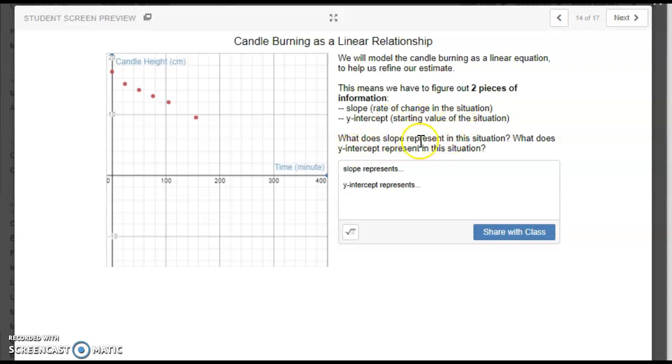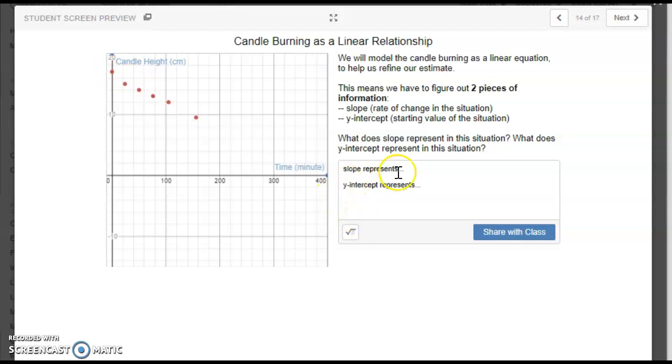So what does the slope represent in this situation? What does y-intercept represent in this situation? Well, slope represents the rate of change. But what is the rate of change in this situation? It's how fast the candle is melting, how fast the candle height is decreasing by, right?